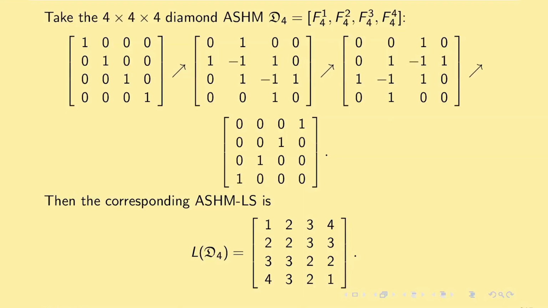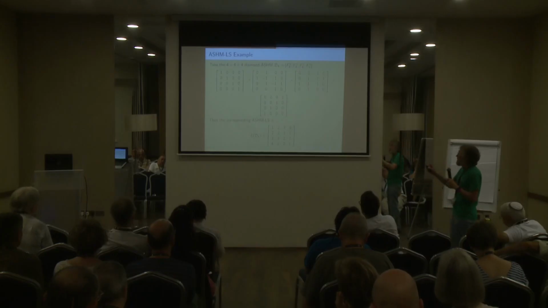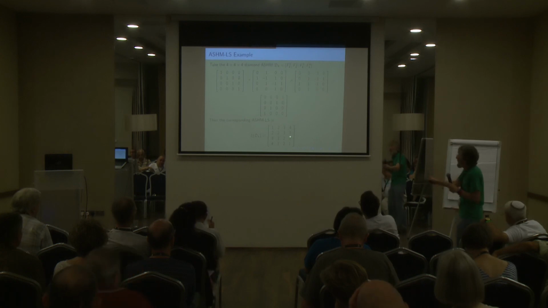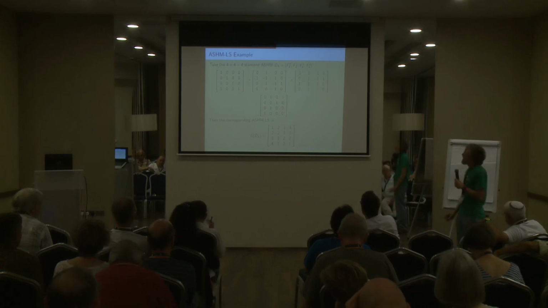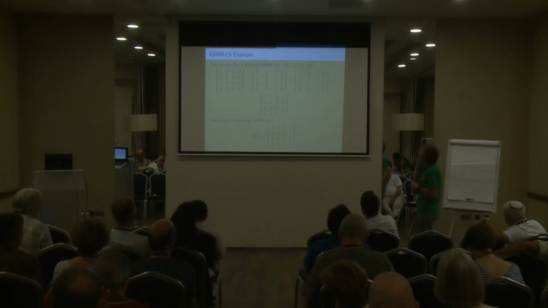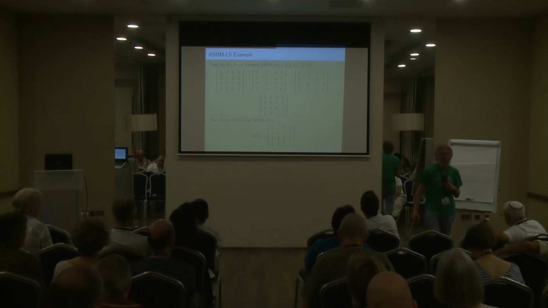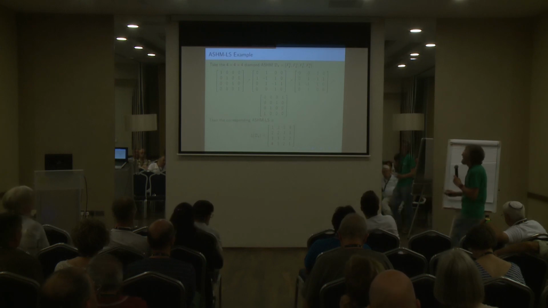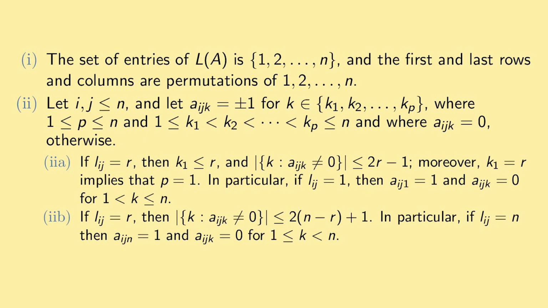All right, here's an example, okay? So there's the 4 by 4 by 4 diamond alternating sign hypermatrix. And if you do what I've said to do, 1 times this plus 2 times that plus 3 times that plus 4 times that, that's what you get. So there is a 4 by 4 alternating sign hypermatrix Latin square. I think those are the words I'm using there.